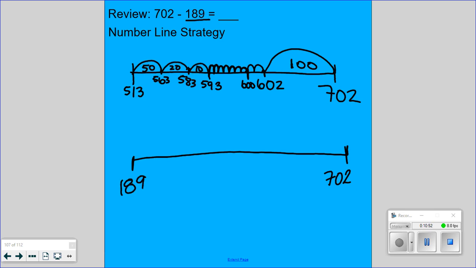Is that the same start number? No, it is not. Because now I'm thinking, okay, I want to know the distance in between those two numbers. And now I can go forwards, almost like I was adding. That's pretty cool.